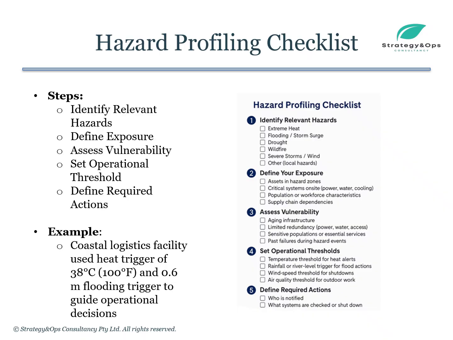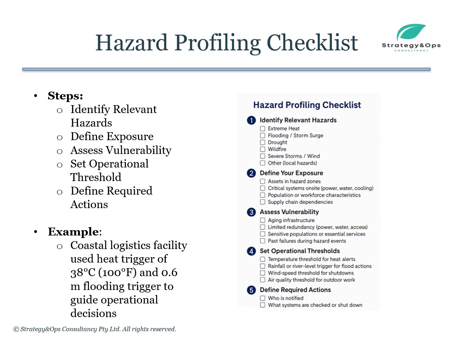Step 5. Define required actions. For each threshold, outline what must occur, adjusting operations, activating cooling shelters, deploying backup pumps, notifying staff, or shutting down equipment. These actions become the core of your resilience playbook.